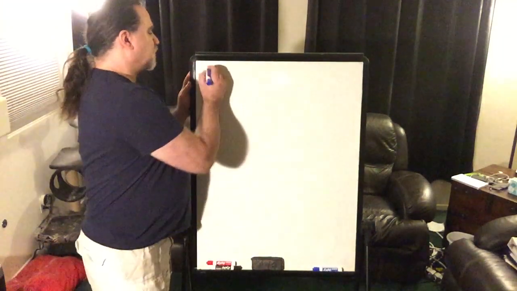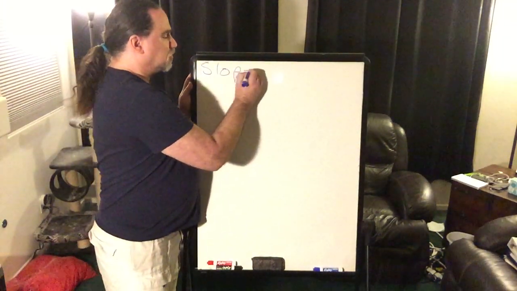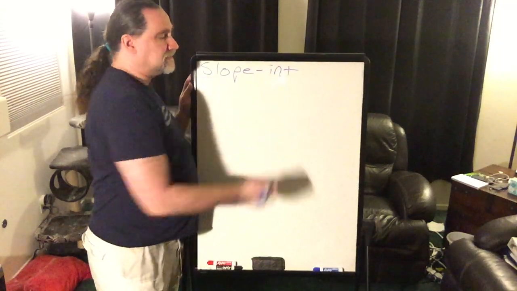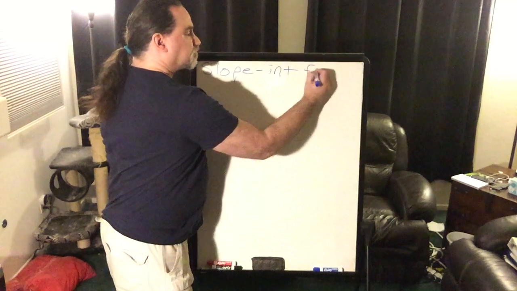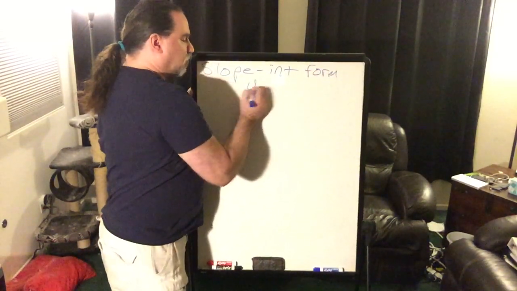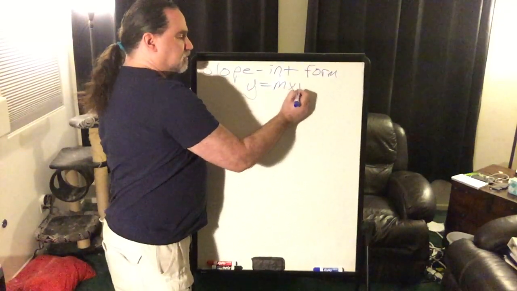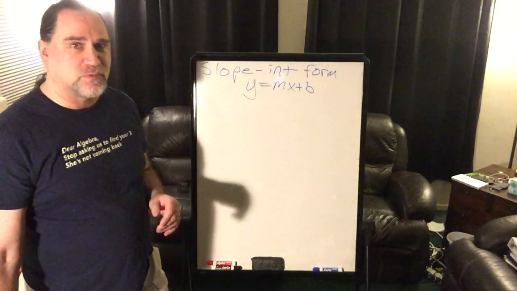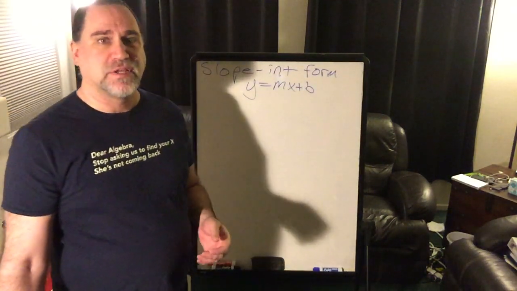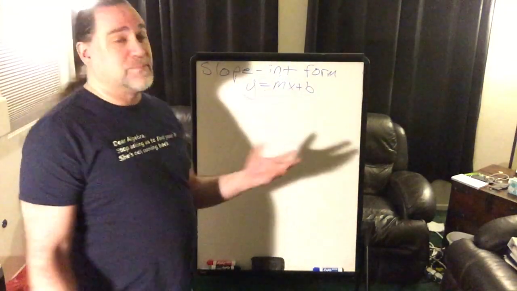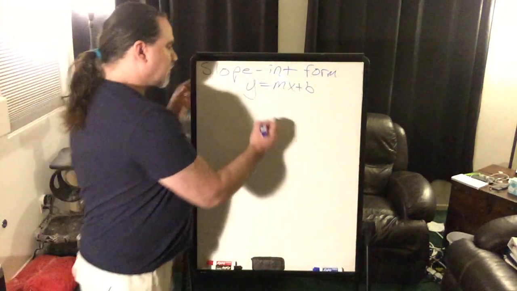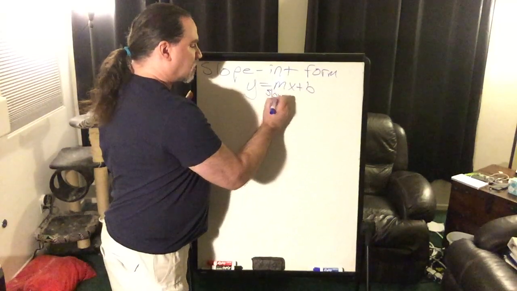So what is the slope-intercept form of a line? Slope-intercept form, abbreviated int, just like in football, and it is y equals mx plus b. Some of you may have seen this before. You might recognize parts of it. If you remember back to our lesson on what is slope, you recognize that m is the slope part of it. In fact, that is part of why it's called slope-intercept.